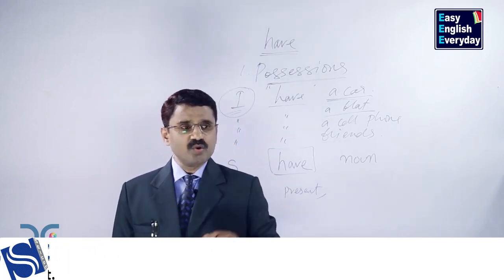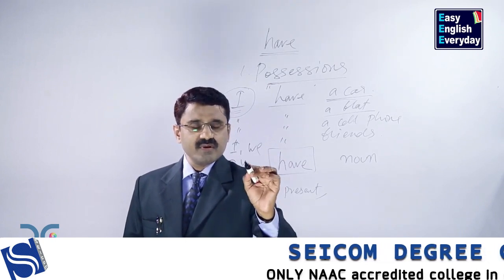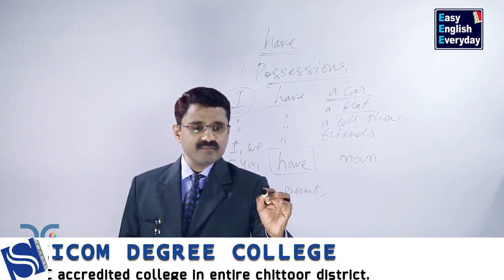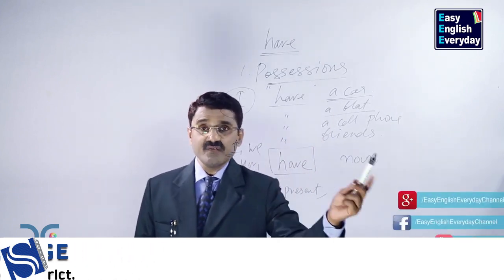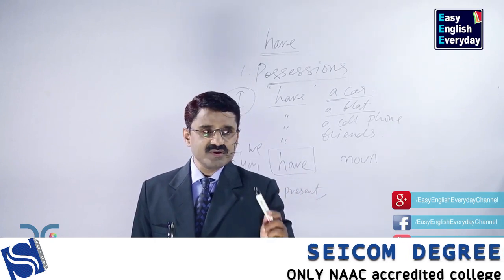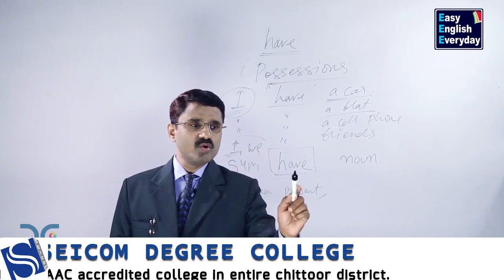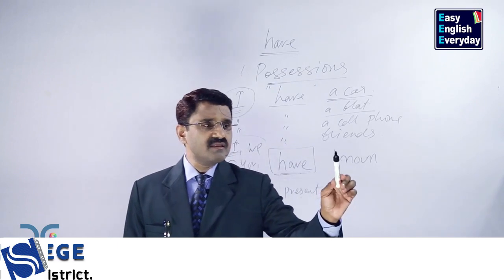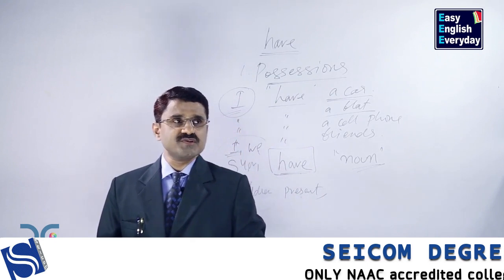Now, how many people can go with have? I have, we have, you have, they have, children have. I have a farmhouse, we have a farmhouse, you have a farmhouse, they have a farmhouse, children have a farmhouse. So maximum these 5 people can go with have. It indicates present tense, and in this zone if you add nouns it will indicate possessions.